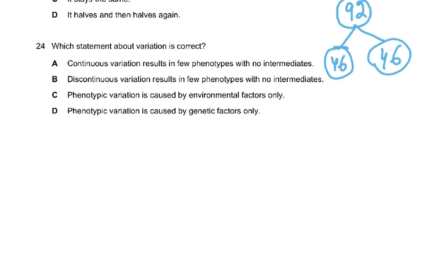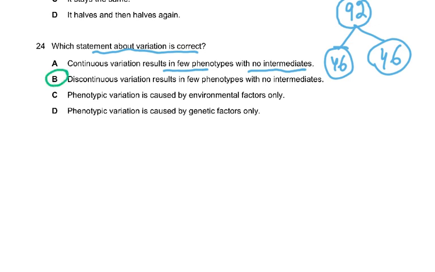Then coming to question number 24, which statement about variation is correct? Continuous variation results in few phenotypes with no intermediates. What was continuous variation? Height in 16-year-old boys. So that has many intermediates. Discontinuous variation is like the four blood groups, which results in few phenotypes with no intermediates. Yes, that is the answer, B.